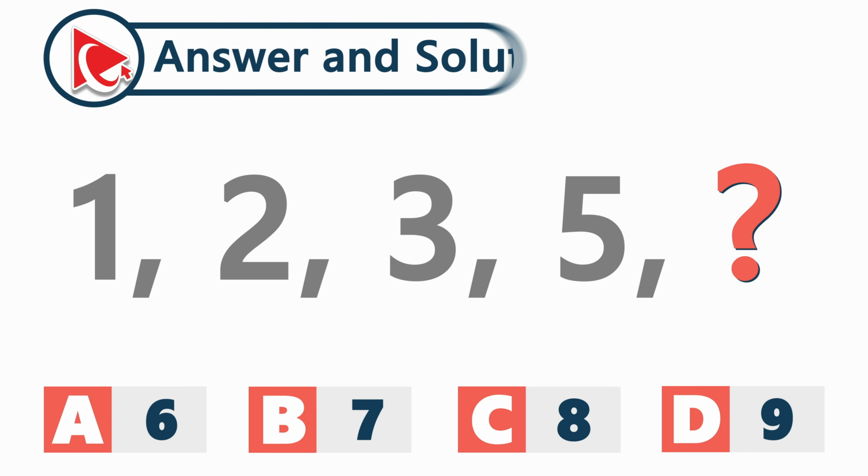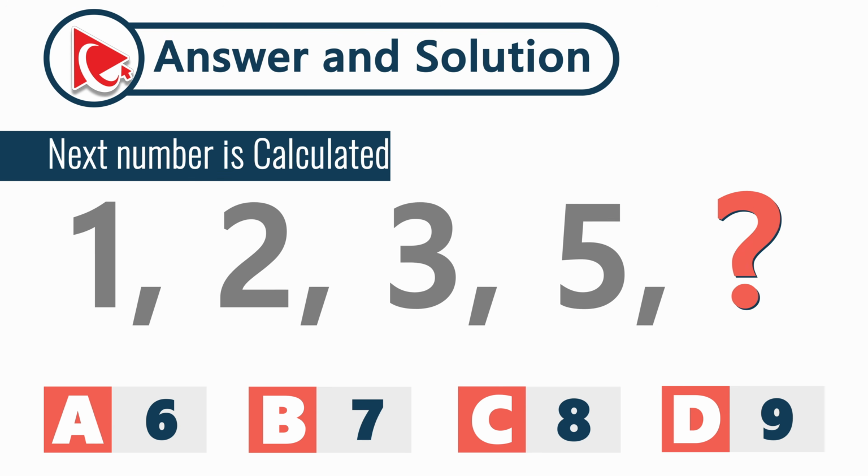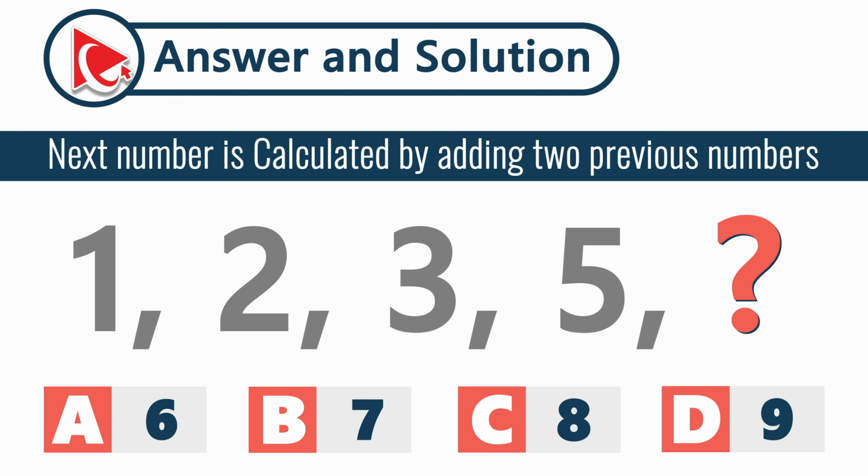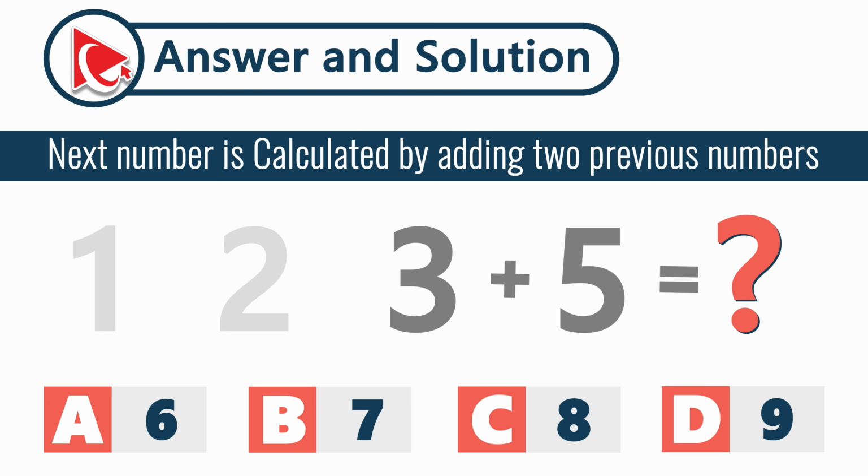The solution here is simple, but only few can see it. The next number is calculated by adding two previous numbers. For example, 1 plus 2 equals 3. 2 plus 3 equals 5. 3 plus 5 equals 8. And the correct answer here is choice C, 8.